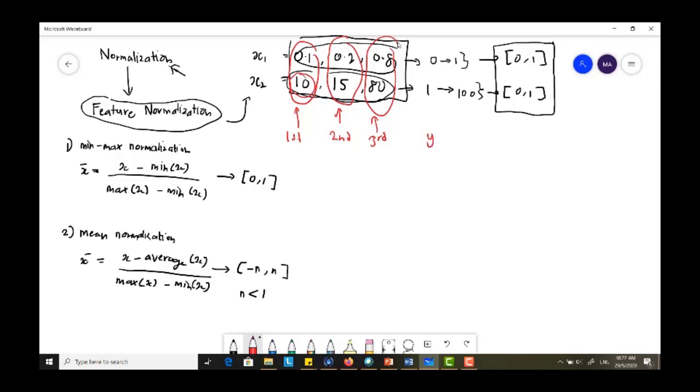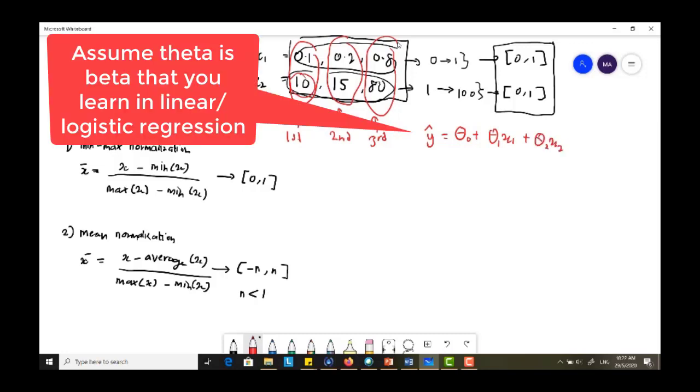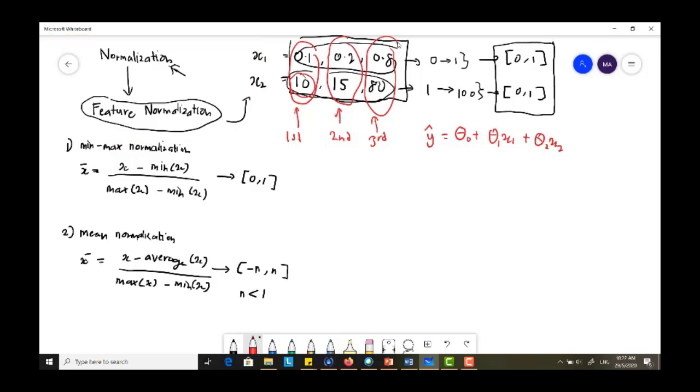Do you use the y? I just put the y there because I also forget the notation there. I just remember the theta. You use theta 0 plus theta 1 x1 plus theta 2 x2. So imagine that this 0.1 is going into that side, which is your x1, and this 10 is going into that side, which is your x2.